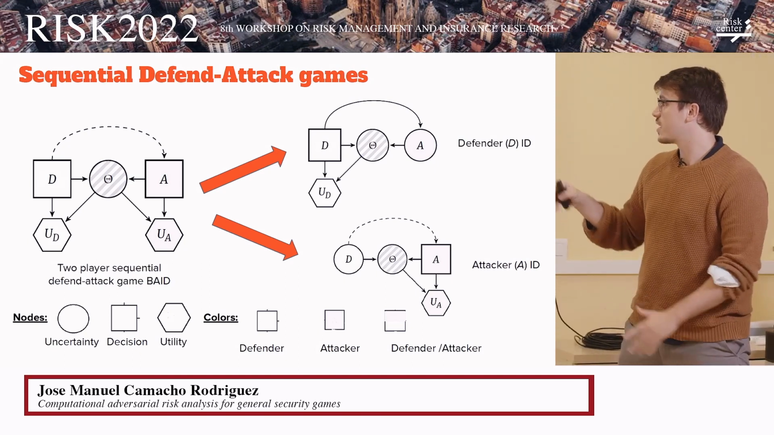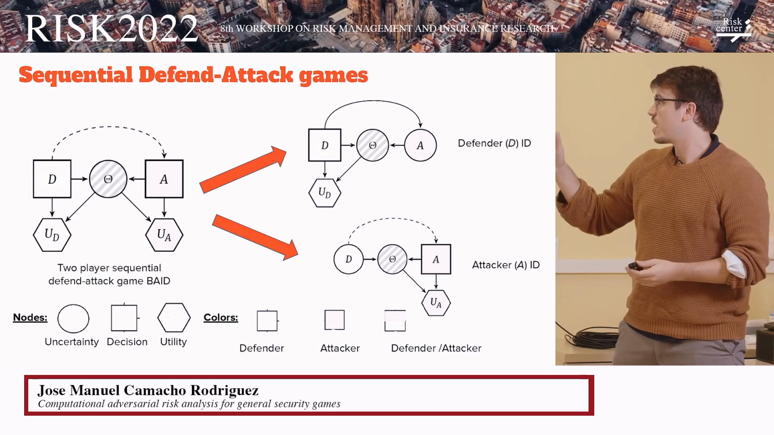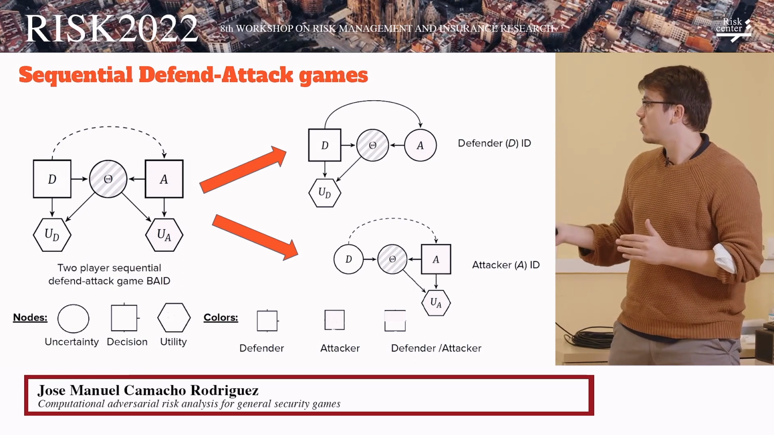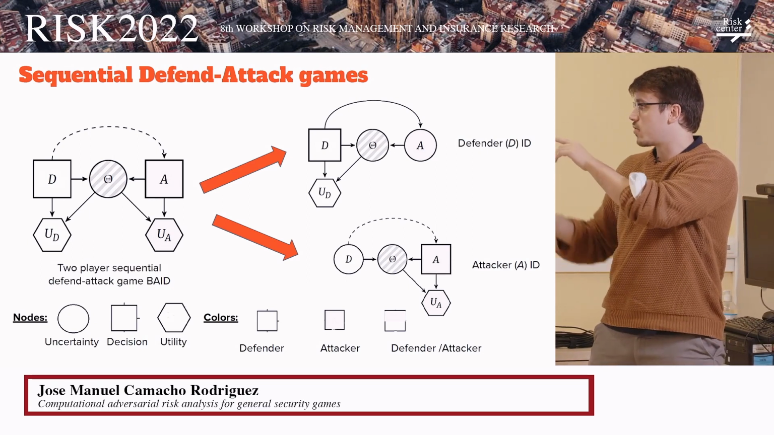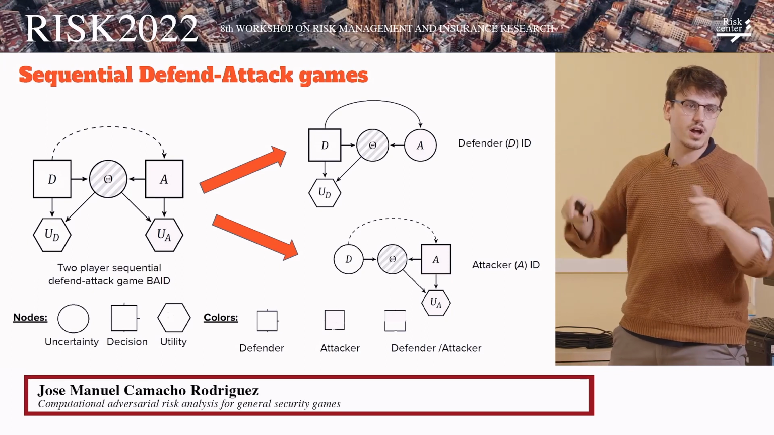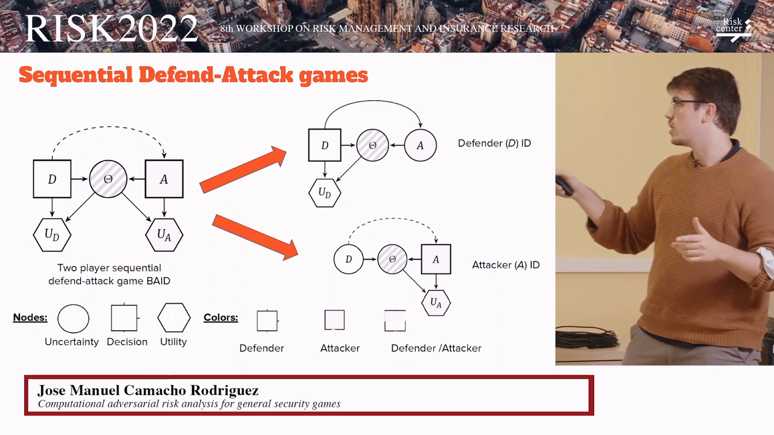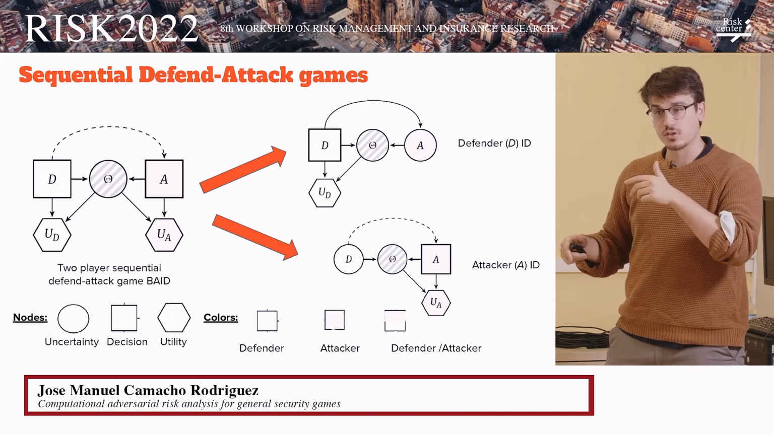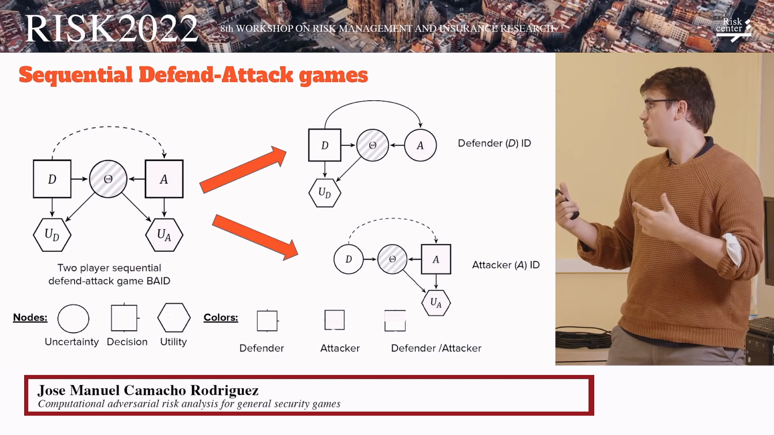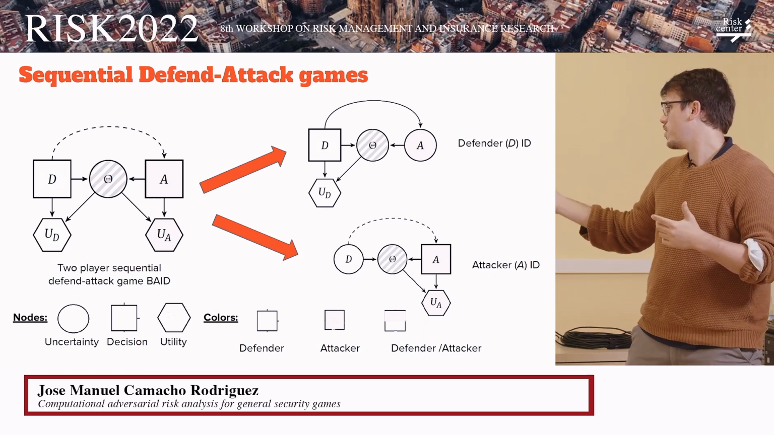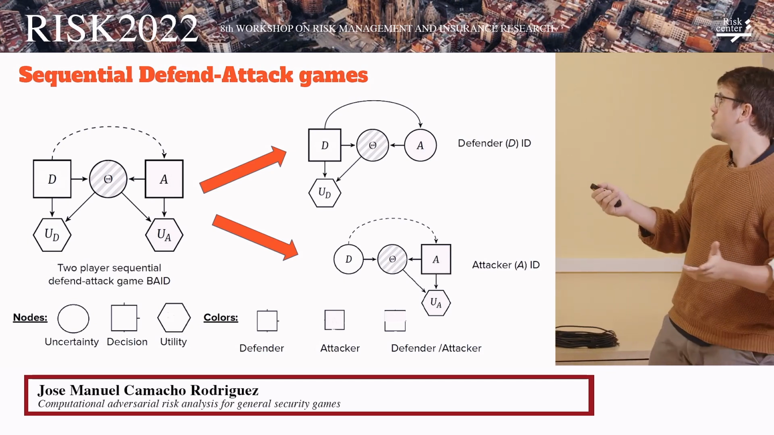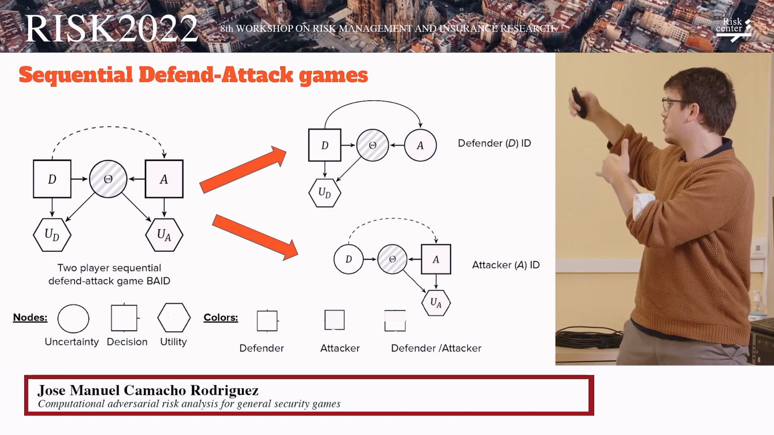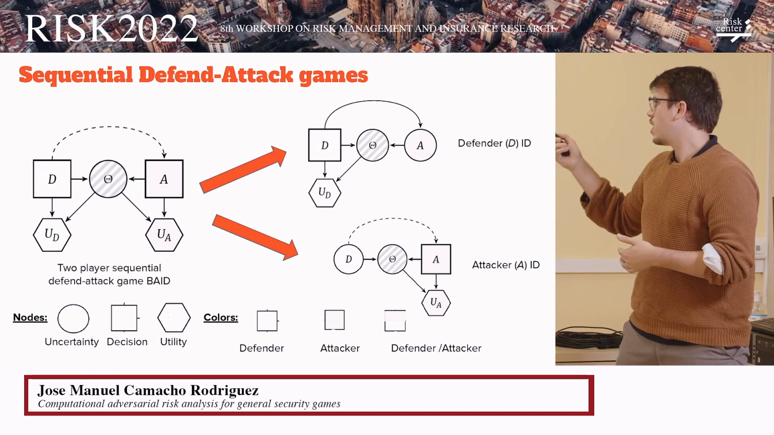Then we represent the games with these diagrams. These are the Bayesian influence diagrams, the BAID, and they are built like this. The square nodes represent decisions. The circle nodes represent uncertainty, like a random variable, and the hexagons are utilities. In this scenario, we suppose that the attacker will see the decision of the decision maker and then react from it. The colors also represent which part is being represented. These diagrams are also very useful because you can decompose them, and they are the base of our approach.